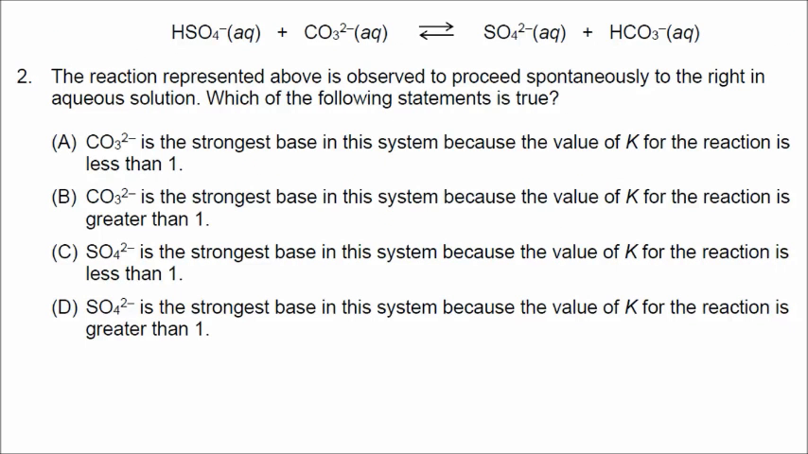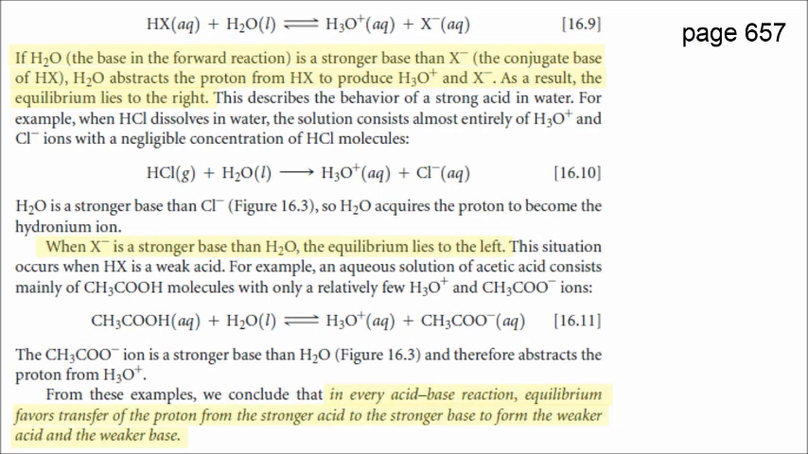In number 2, we're given a reaction and we're told that it is observed to proceed spontaneously to the right, and we have to decide which is the stronger base in the system. Take a look on page 657, and you can see an example of a reaction between HX and water. And it says if water, which is acting like a base, is the stronger base than X minus, then the equilibrium lies to the right. But if X minus is a stronger base than water, then the equilibrium lies to the left.